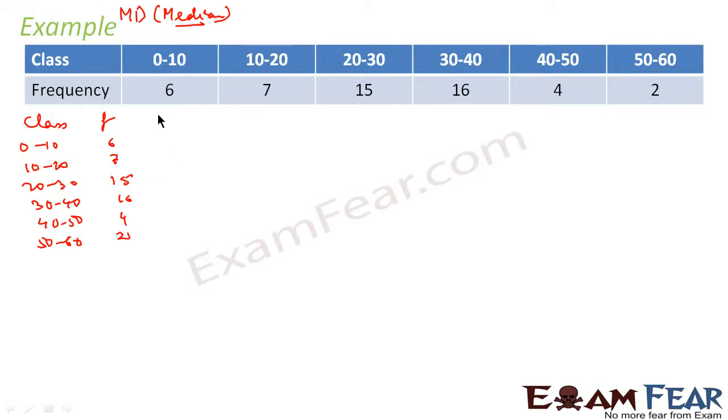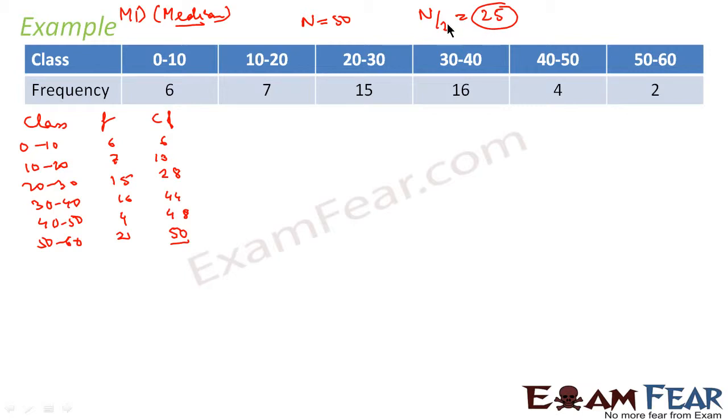Next thing, we were told to find the cumulative frequency. This becomes 6, 6 plus 7 is 13, 13 plus 15 is 28, 28 plus 16 is 44, 44 plus 4 is 48, and 48 plus 2 is 50. So we have the cumulative frequency also. Now we know N is 50. Since N is 50, we have to find the value of N by 2. N by 2 is nothing but 25. With this value we can find the class in which the median lies.